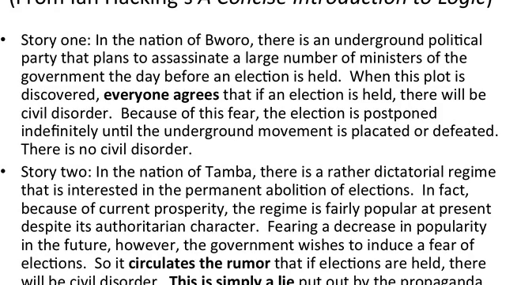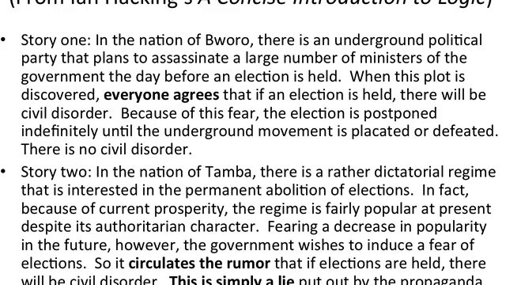Okay, story one. In the nation of Boiro, there is an underground political party that plans to assassinate a large number of ministers of the government the day before an election is held. When this plot is discovered, everyone agrees that if an election is held, there will be civil disorder. Because of this fear, the election is postponed indefinitely until the underground movement is placated or defeated.